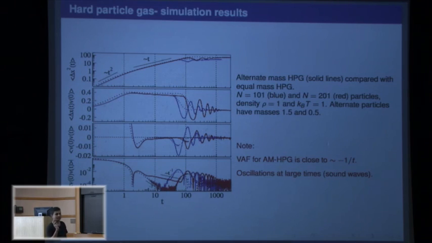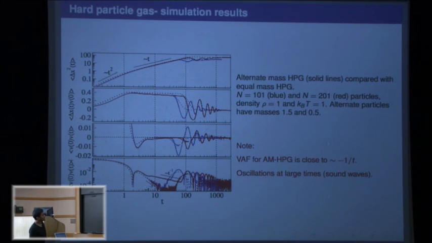If you remember, I mentioned that one of the earlier studies saw something like 1 by t to the power 1 minus delta, right? Of course you can't get 1 by t, because that would give a diverging conductivity. So this has to be examined more carefully.